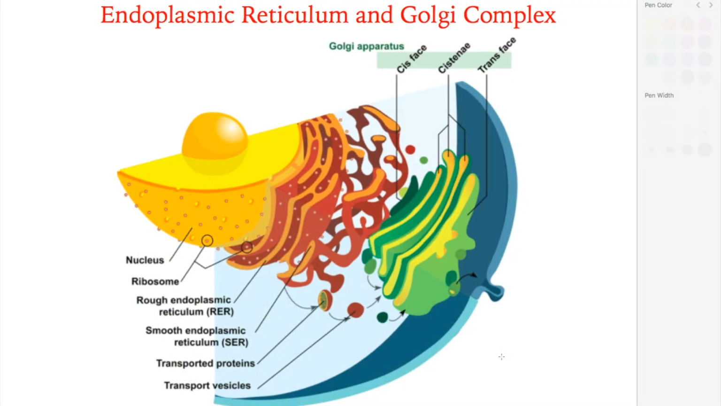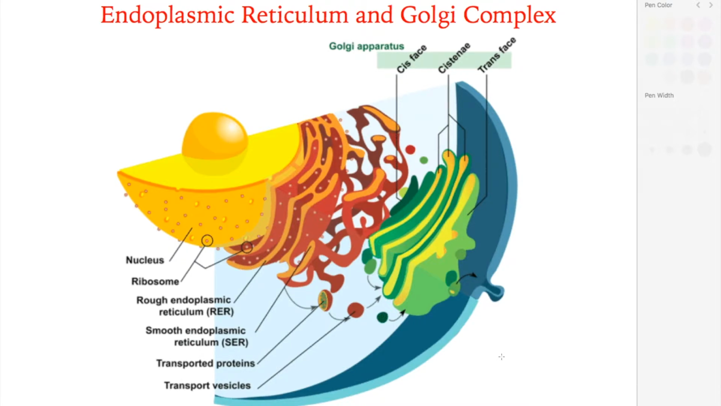Welcome back, guys. In today's lecture, I'm going to talk about Endoplasmic Reticulum and Golgi Complex, which are the other two types of cellular organelles which are present in eukaryotic cells. And as you know, in the last lecture we talked about endosymbiotic theory, in which we discussed how mitochondria and chloroplasts end up in eukaryotic cells.